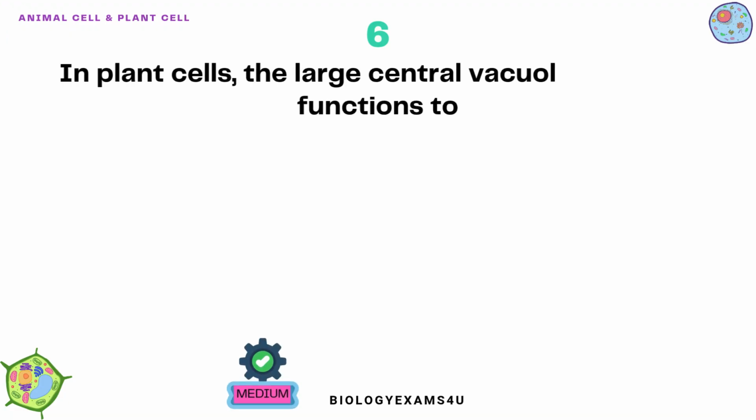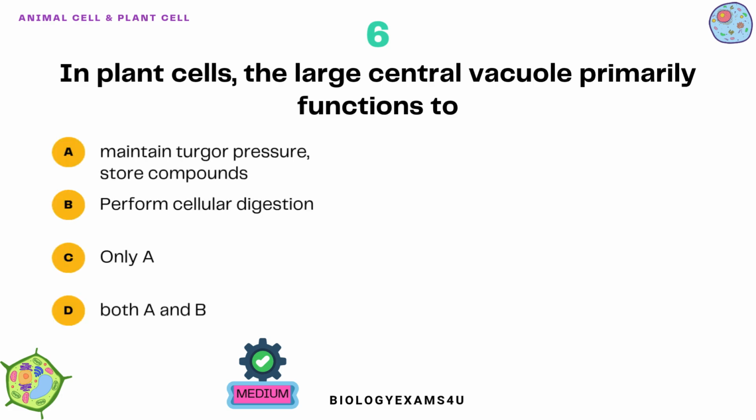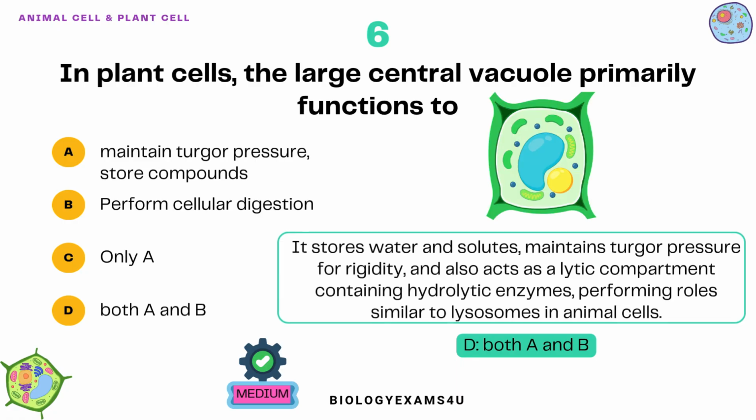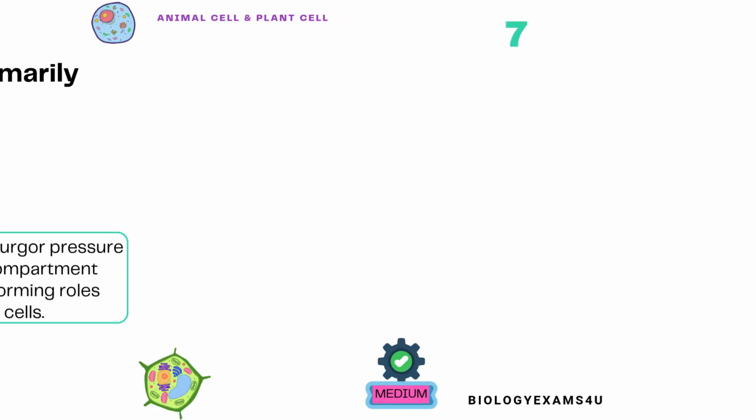Now moving to the next level, medial level. In plant cells, the large central vacuole primarily functions to. These are the options. The answer is both A and B. Vacuoles are involved in maintaining temperature, pressure, and also involved in digestion, as lysosomes are absent in plant cells.